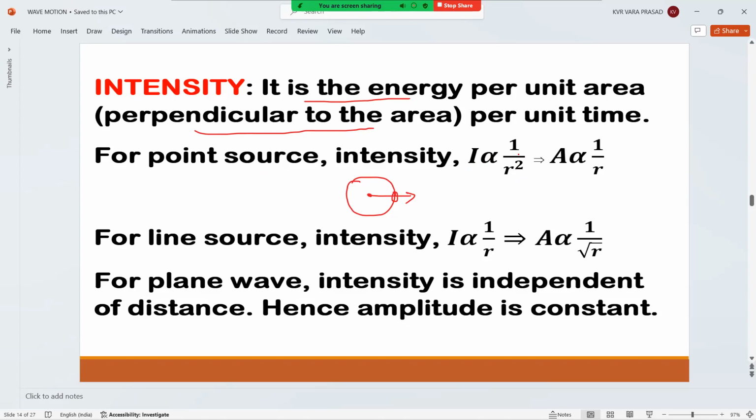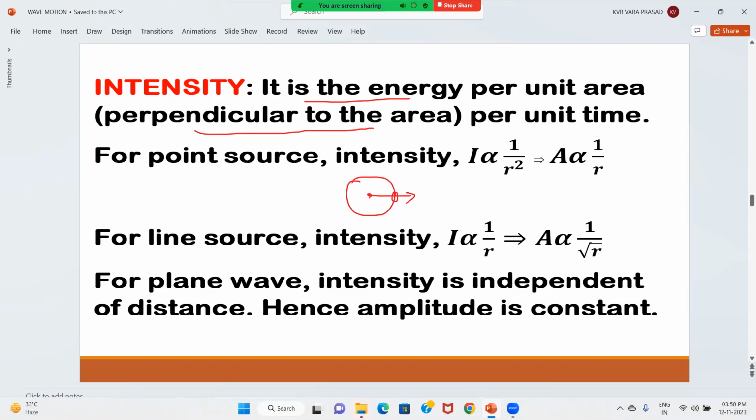See how it is. If you take now a sphere, a point source, the shape of the wavefront is spherical. Let us say it is giving power P. So how much energy is crossing per unit area per unit time?